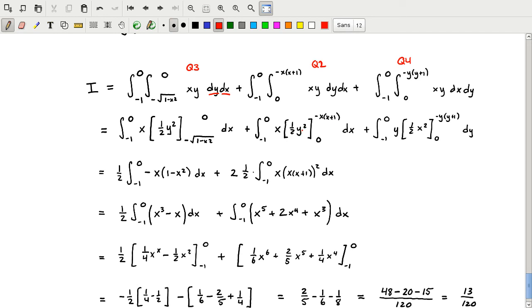Plug that in, and we're going to get 1/2 x times x squared times x plus 1 squared from negative 1 to 0. Here we'll have y times y squared, y plus 1 squared, pull out the half, again from negative 1 to 0, integrated against y. But these are the same integral with x and y just switched. So because of that, we can combine them into a single integral. So it's twice, pull out the 1/2, negative 1 to 0, x times x plus 1 quantity squared dx.